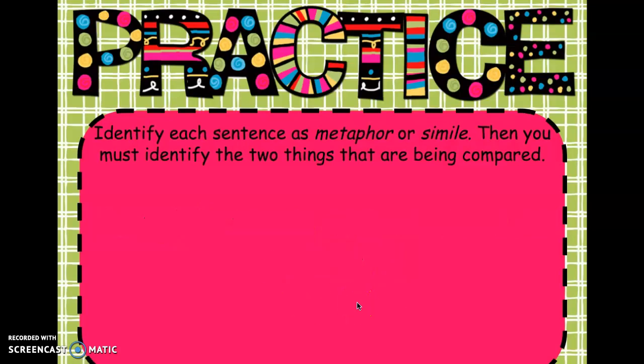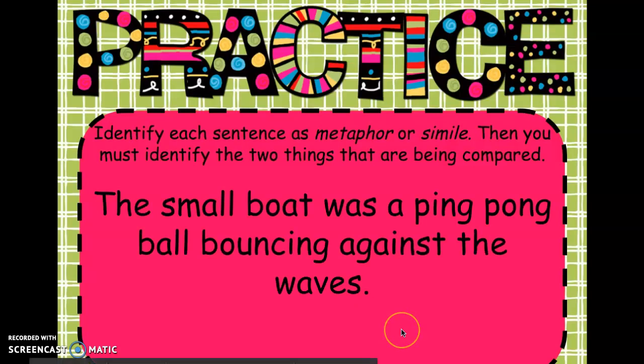Let's move on to the next one. The small boat was a ping pong ball bouncing against the waves. In this example, I do not see a like or as, and I see the word was. So I'm saying something was something else. So I'm assuming it is a metaphor. And then what two things are being compared? I'm comparing the small boat to a ping pong ball bouncing against waves.